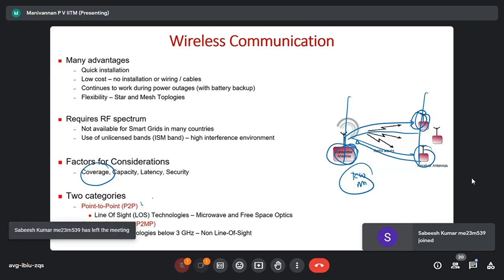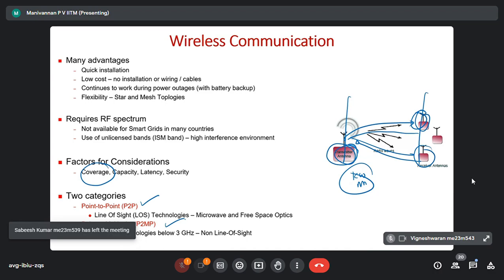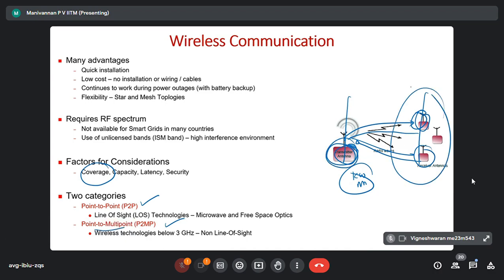Then wireless communication can be point-to-point or point-to-multipoint. Radio is point-to-multipoint. With one station, there may be 1 million radio listeners. But cell phone is point-to-point, correct? I am talking with you, and others cannot listen. That is not possible. I stop here.